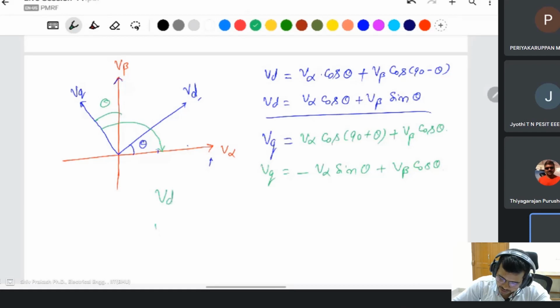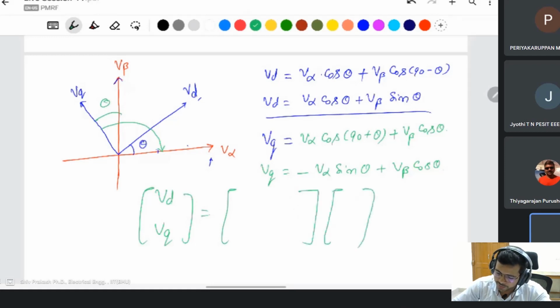Then Vd, Vq. If you want to take it in vector form, this will be V alpha, V beta, and V alpha multiplied by cos theta, V beta multiplied by sin theta. This is the minus sin theta. This is the cos theta.